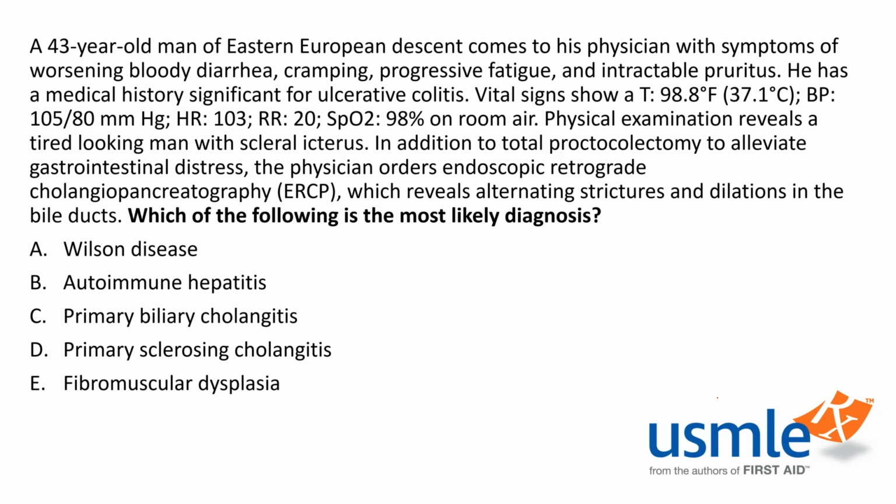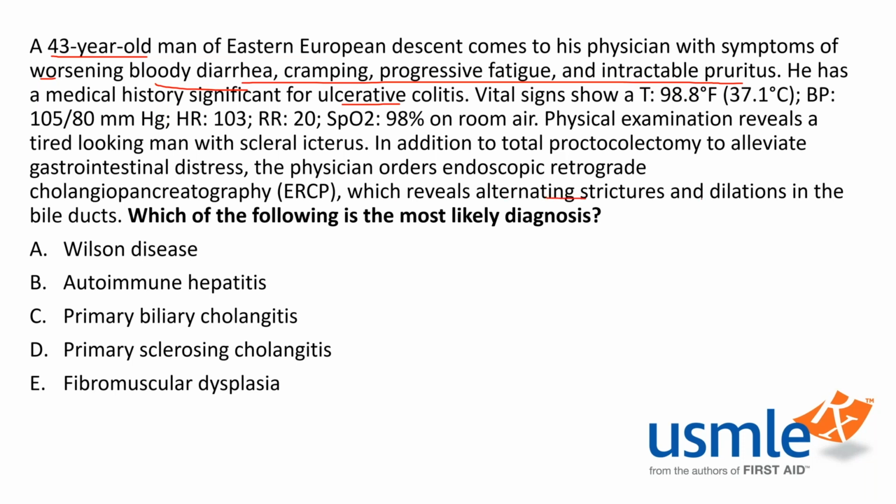So once again, we have a 43-year-old man of Eastern European descent who's coming to the physician due to worsening bloody diarrhea, cramping, progressive fatigue, and intractable pruritus. He has a medical history significant for ulcerative colitis. His temperature is 98.8, blood pressure is 105/80, heart rate 103, respiratory rate 20, oxygen saturation 98% on room air. Physical exam, he looks tired. He's got some scleral icterus. In addition to a total proctocolectomy to alleviate his GI distress, the physician orders ERCP, which shows alternating strictures and dilations of the bile ducts. And then it's asking, which of the following is the most likely diagnosis?